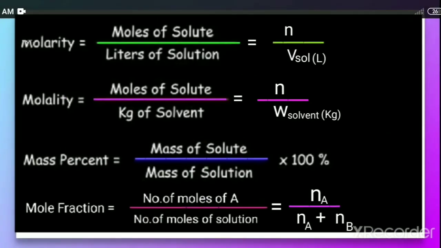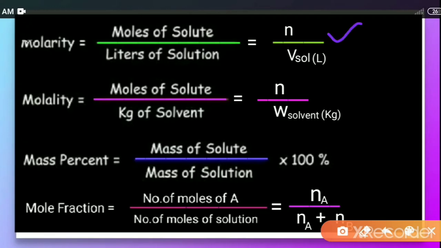So let us write the formula for molarity, molality, mass percentage and mole fraction. So first, in the case of molarity, as we have discussed, it is the number of moles of solute present in 1 liter of solution. It is very important, 1 liter of solution. That means we are taking the volume of solution here and in terms of liters. So that is the molarity is equal to N by V, where V is the volume of solution and it should be taken in terms of liter.